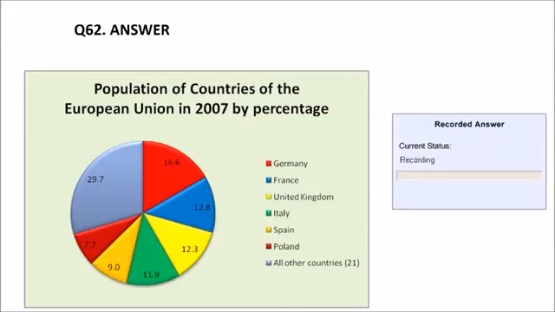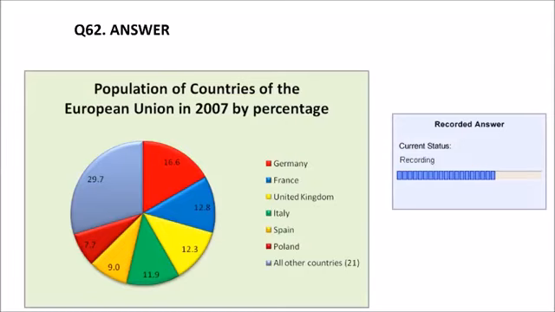This pie chart represents the population of countries in the European Union during year 2007 by percentage. Germany tops the list with 16.6% of the population, followed by France at 12.8%. United Kingdom and Italy are at the third and fourth places with population under 13%. Spain and Poland got the lowest population in the European Union.